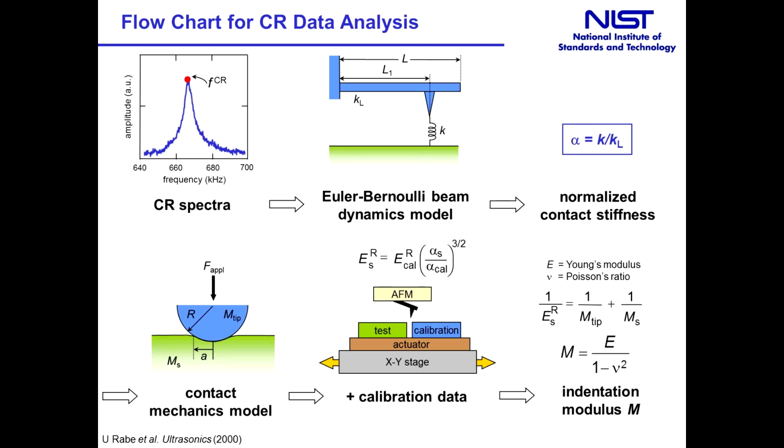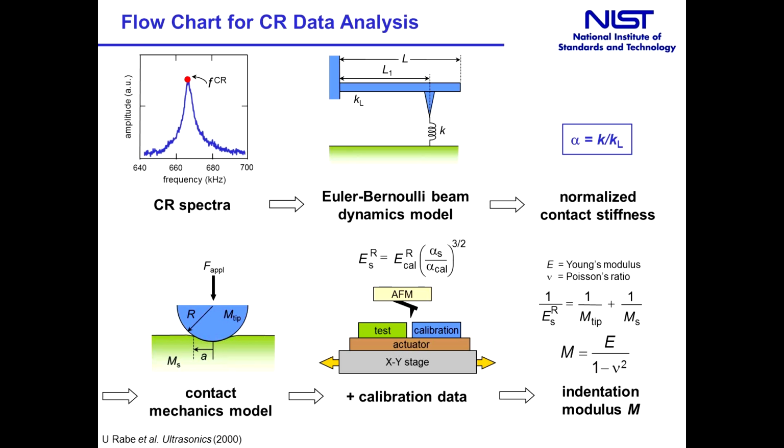First, we use an Euler-Bernoulli beam dynamics model to relate the frequencies to the tip-sample coupling. In the simplest case, the coupling is purely elastic and is represented by a spring of stiffness K, the contact stiffness. Now, the Euler-Bernoulli model assumes that the cantilever has a constant cross-section throughout, and that is why we want to use rectangular cantilevers. From this model, we obtain values for alpha, the contact stiffness normalized by the cantilever spring constant.